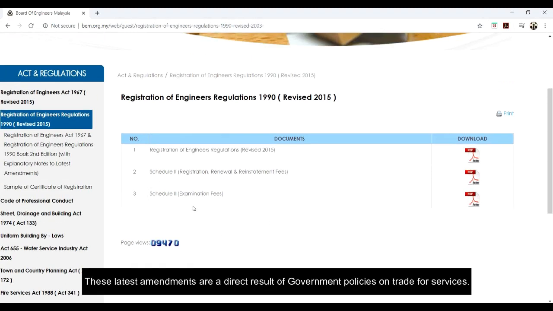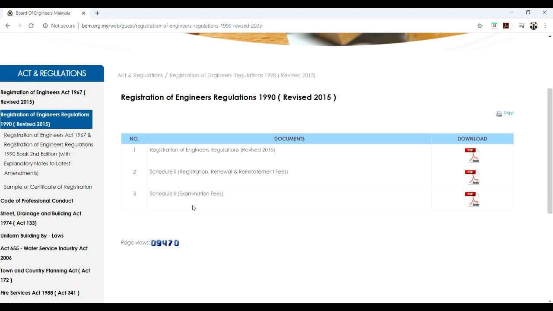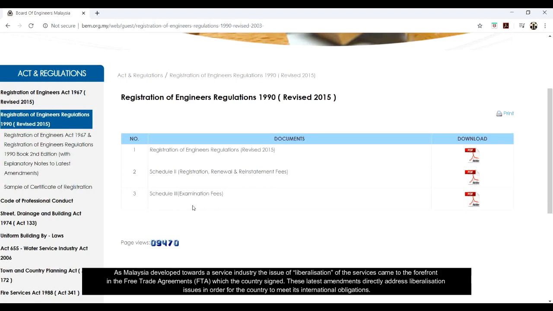These latest amendments are the direct result of the government's policies on trade in services. As Malaysia develops towards a service industry, the issue of liberalization of services came to the forefront in the Free Trade Agreements (FTA) which the country signed. These latest amendments directly address liberalization issues in order for the country to meet its international obligations.